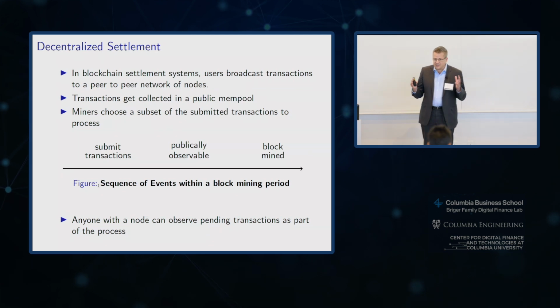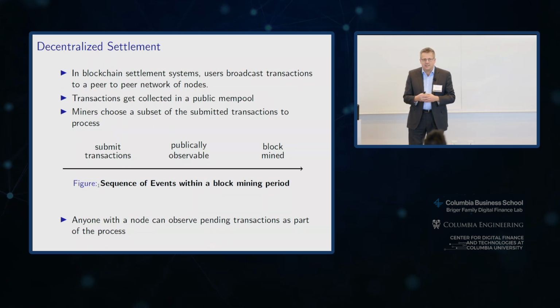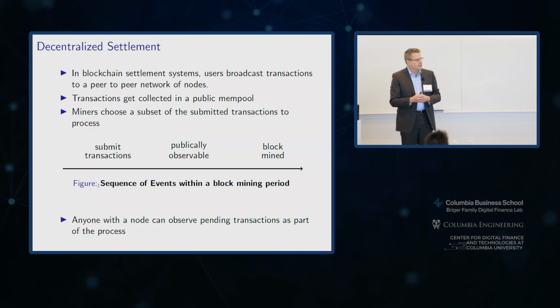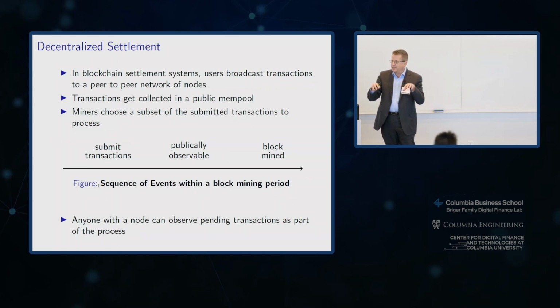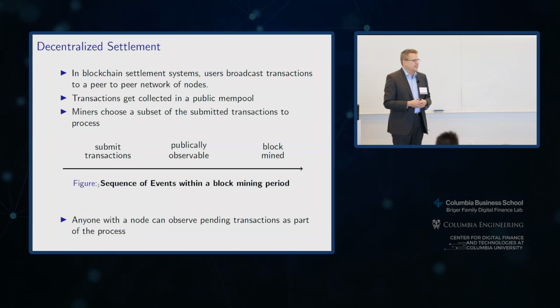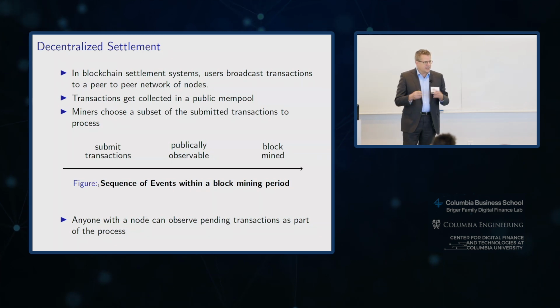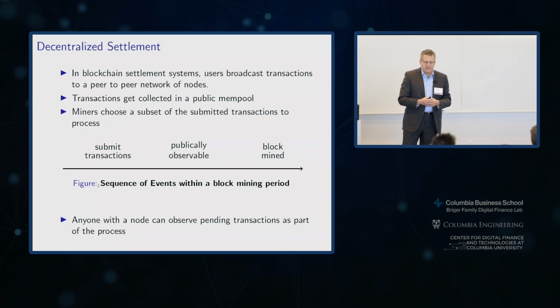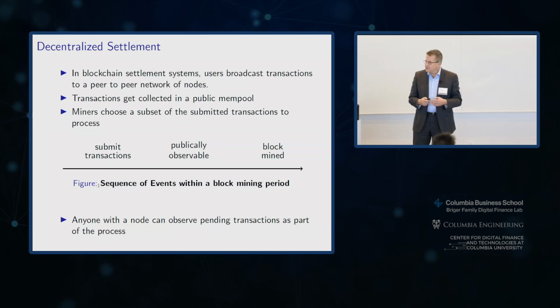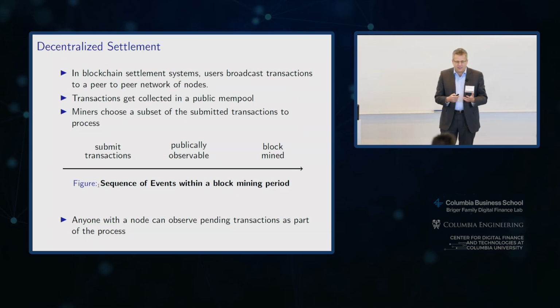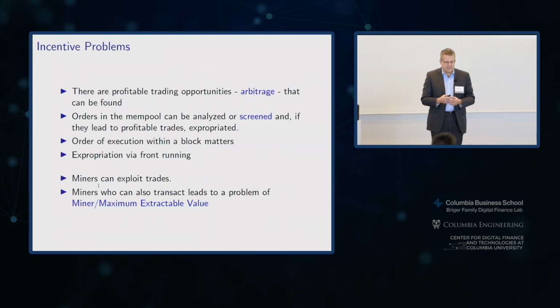In a blockchain system, the way transactions normally get settled is that you submit them to a peer-to-peer network. Transactions end up in the mempool. Everybody who runs a node can take a peek inside that mempool and see what transactions are waiting there to be confirmed. The miners can then choose a subset of these waiting transactions, they have total discretion which transactions to take, and they put them in a block. That creates obvious problems for this system.